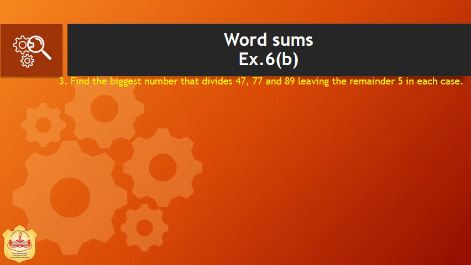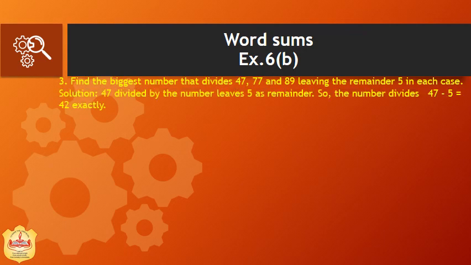That is, when you will divide 47 by that biggest number, you will get 5 as remainder. When you will divide 77 by that biggest number, you will get 5 as remainder. And when you will divide 89 by that biggest number, again you will get 5 as remainder. So let us see the solution.